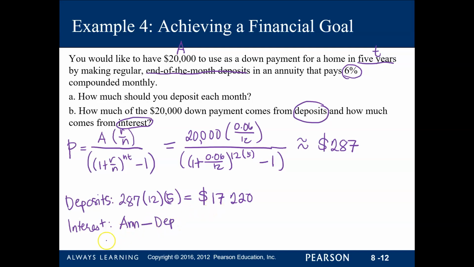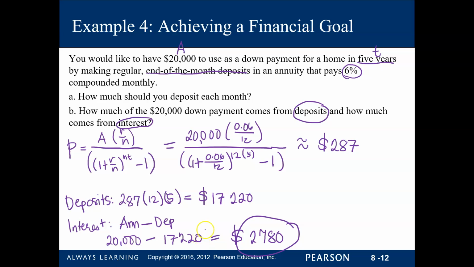Now the interest, remember, is going to be the annuity minus the total deposits. In this case, our annuity is $20,000 minus your total deposits of $17,220. So the interest earned on this amount is $2,780. So that's small interest earned for 5 years when you are making a deposit of almost $300.